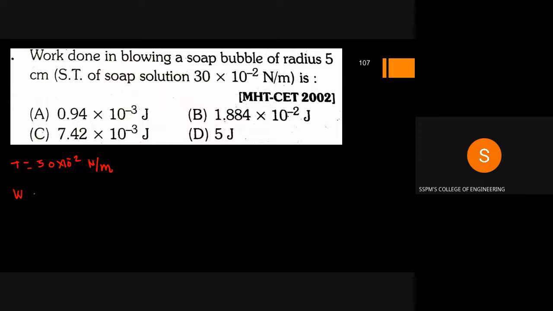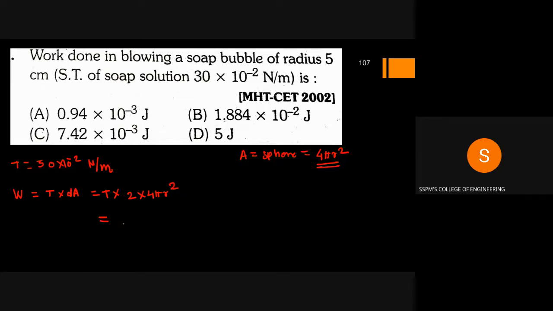So work done or the surface energy is equal to T into dA. For a soap bubble, as it is a bubble, it will have two surface areas. And for the sphere, the surface area is 4 pi r square. For the bubble, we have to consider two surface areas. So it is 2 into 4 pi r square. So T into 2 into 4 pi r square.